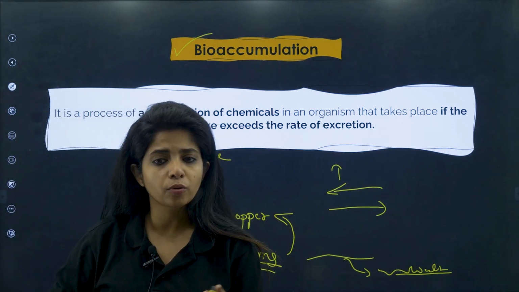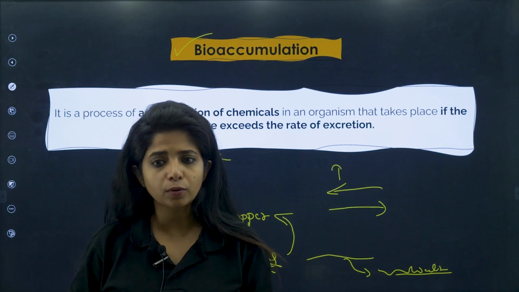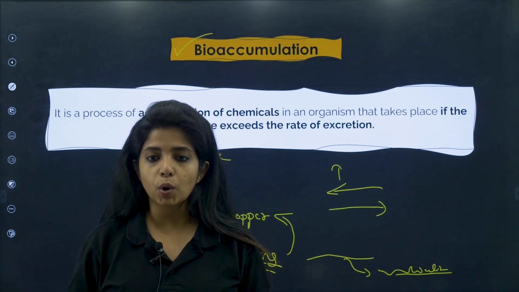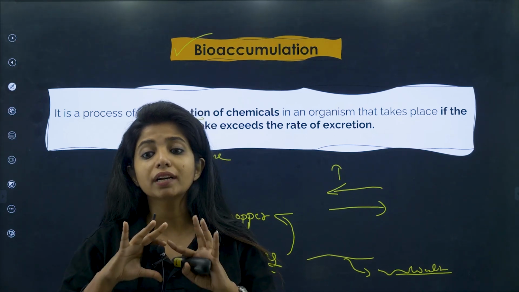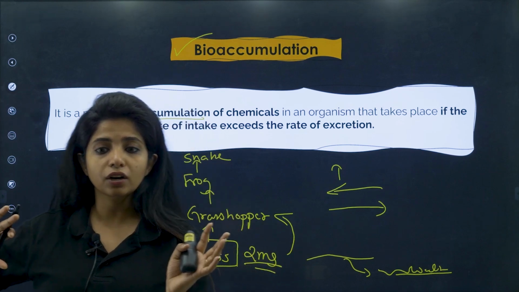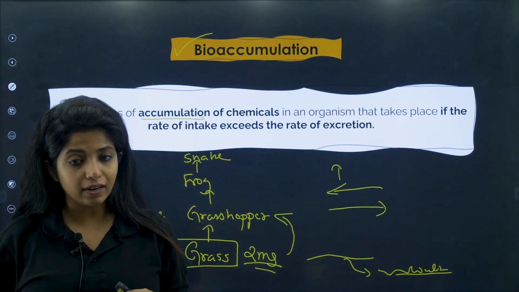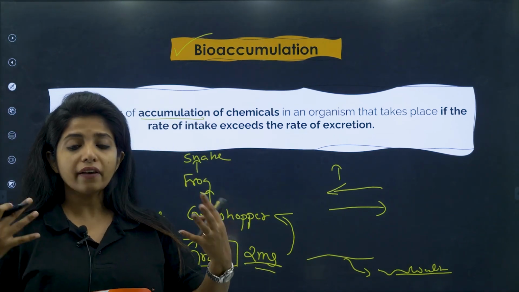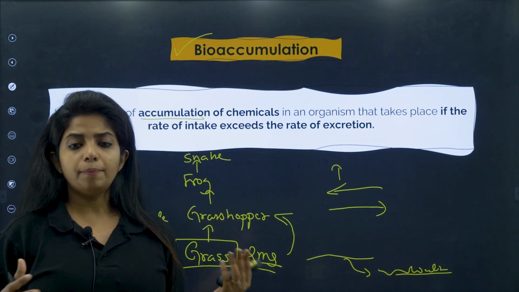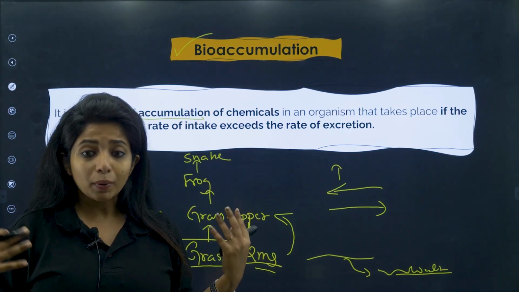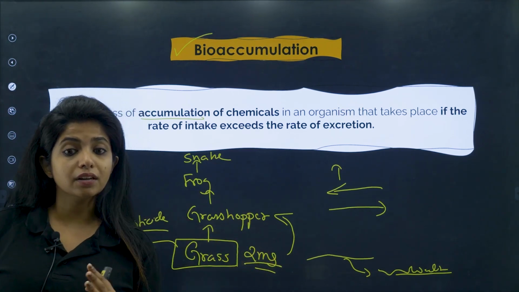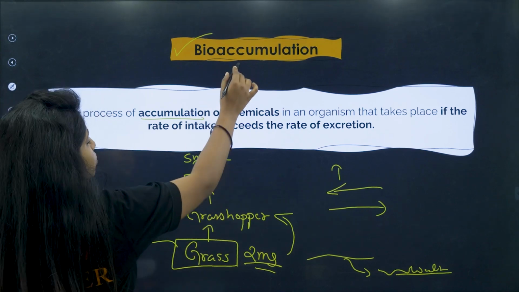It was not getting removed out. So whatever thing that we have is getting removed out also. It is getting broken down. But certain pesticides and chemicals do not get broken down. So their rate of excretion goes really less. But we are having these fruits, we are having these plants and all that has pesticides. So basically, when the rate of intake exceeds the rate of excretion, you call this process as what?